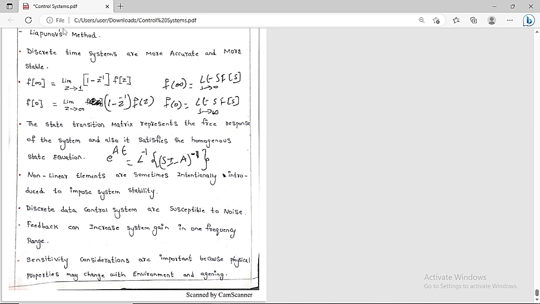So discrete data control systems are less susceptible to noise. They can restrain the noise, or they can suppress the noise.